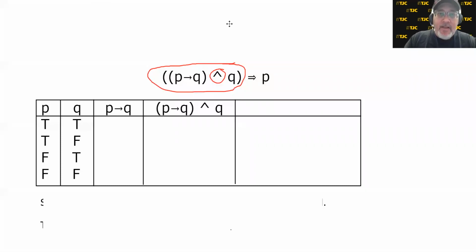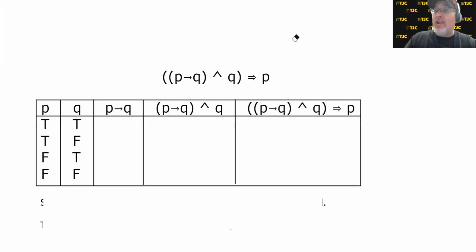That concludes the big parentheses, and the only connective left on the outside of the parentheses is the implication itself. I do want to remind you that it's just a conditional. It follows the same rules. And it's our last column.